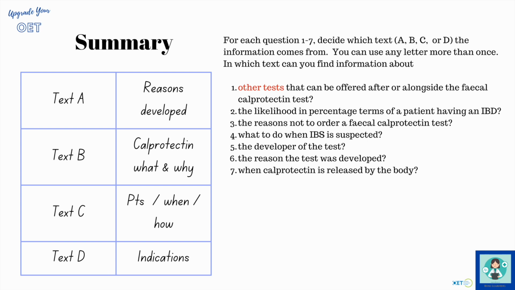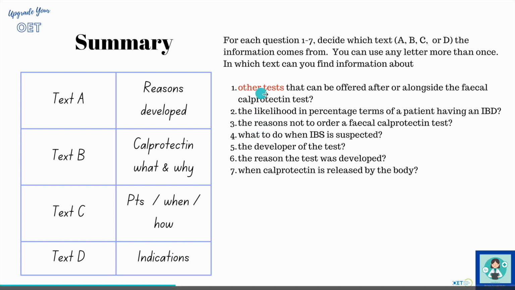So let's have a look at the questions. We'll do some together and then I'm going to give you a chance to do the rest by yourself. But for each question, 1 to 7, we have to decide which text contains the following information. Of course, we can use any text more than once.